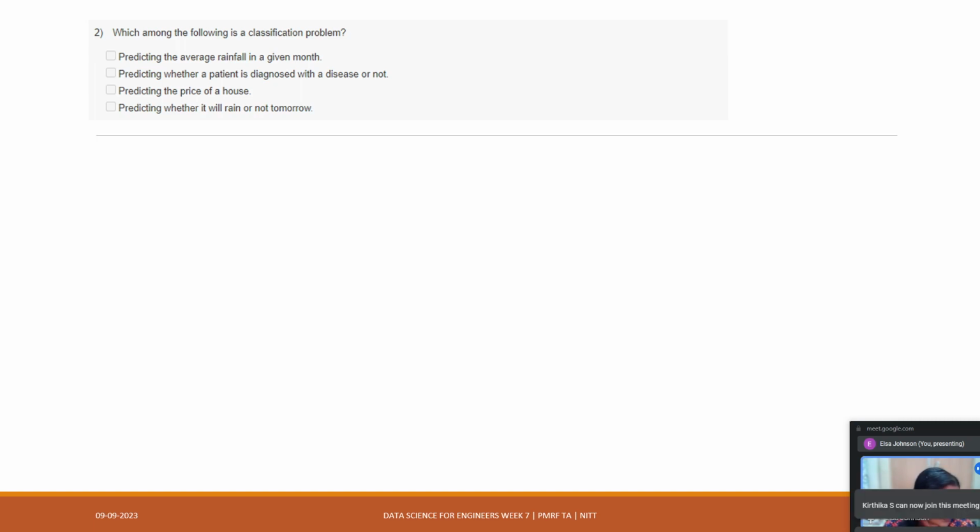Okay, everyone is right. The first one is a regression type problem. The second one is a classification problem. Predicting the price of a house is also a regression problem, and predicting whether it will rain or not tomorrow is just a yes or no condition, so that is also a classification problem. So you can tell these two, B and D, right?